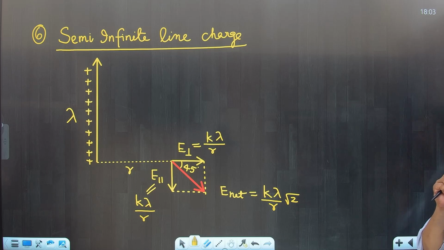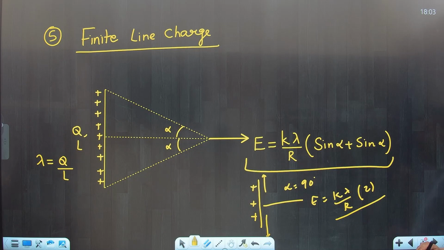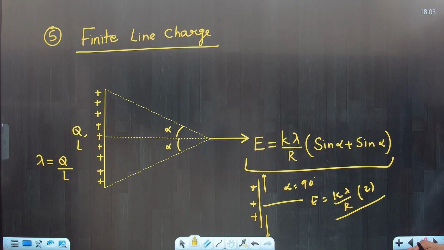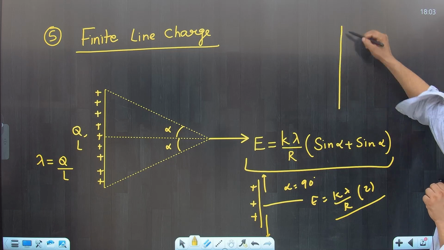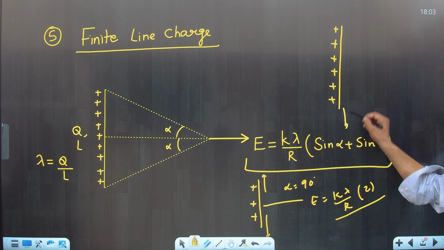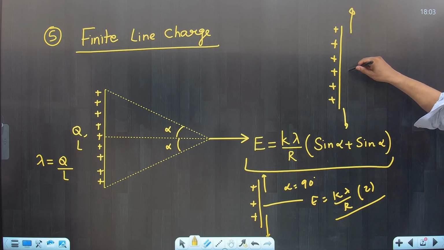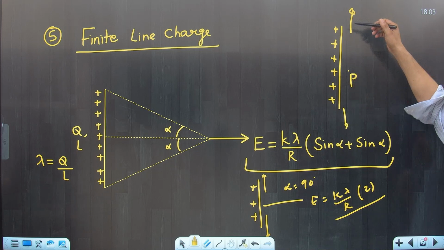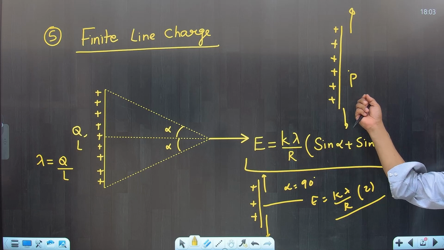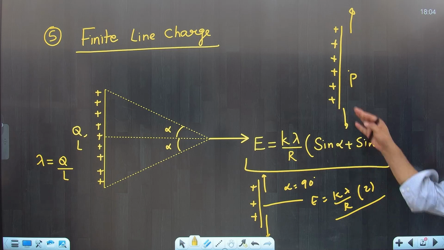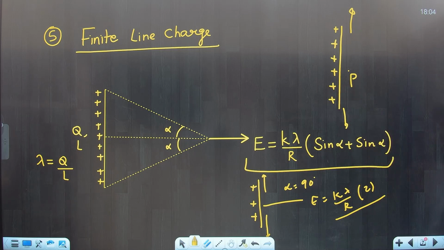Semi-infinite line charge. Okay, before you go to this one: infinite line charge. What do you mean by infinite line charge? Infinite doesn't mean here a very long wire. Infinite means the point P at which you are trying to get the electric field is very close to this wire. If you are interested in finding the electric field at a point which is very close to the wire, then you will treat this wire as infinitely long.